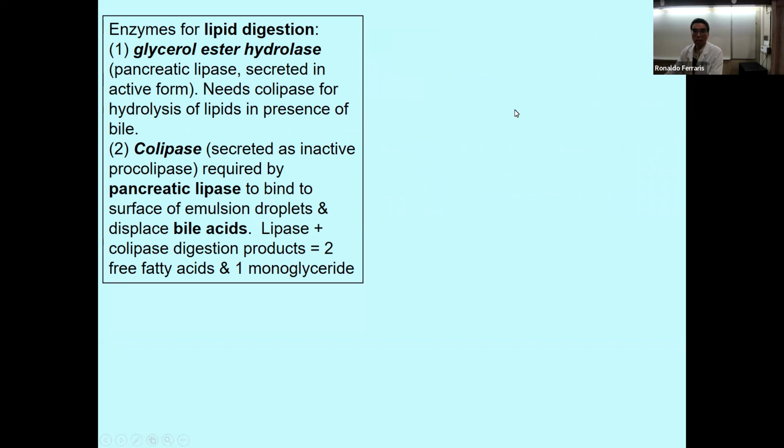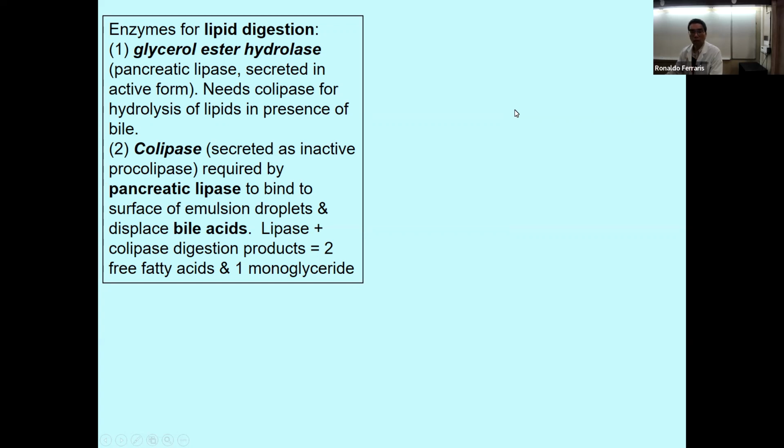So what are the enzymes that are actually needed for lipid digestion? It's called glycerol ester hydrolase. And the common name actually is pancreatic lipase, although different books mention these two different names. And it is actually secreted in the active form. And it needs colipase for the hydrolysis of lipids in the presence of bile.